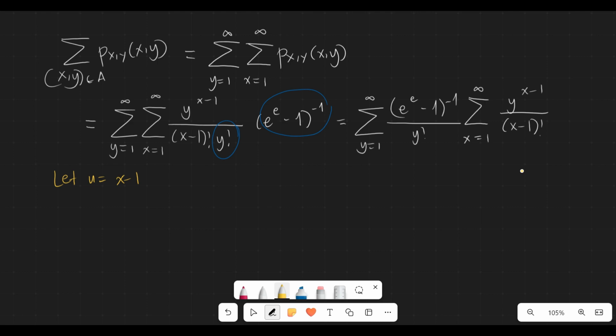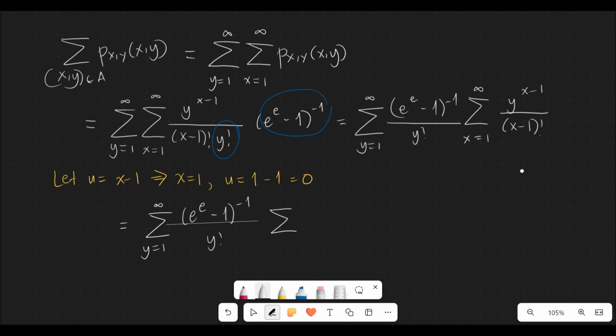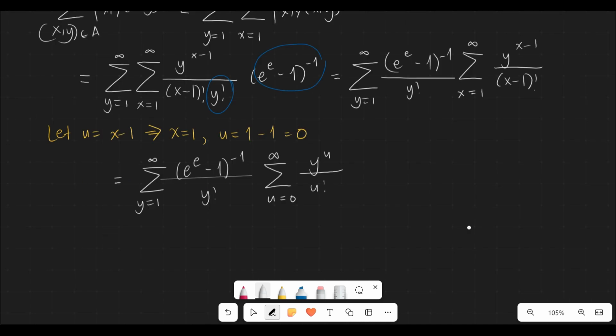So that means when x equals 1, u must be equal to 1 minus 1, which is equal to 0. And so now let's rewrite this summation. So we have the summation where y is from 1 up to infinity of e raised to e minus 1 raised to negative 1 divided by y factorial times the summation where u is from 0 up to positive infinity of y raised to u divided by u factorial. Note that itong sum na to is just the Taylor series expansion of e to the y.